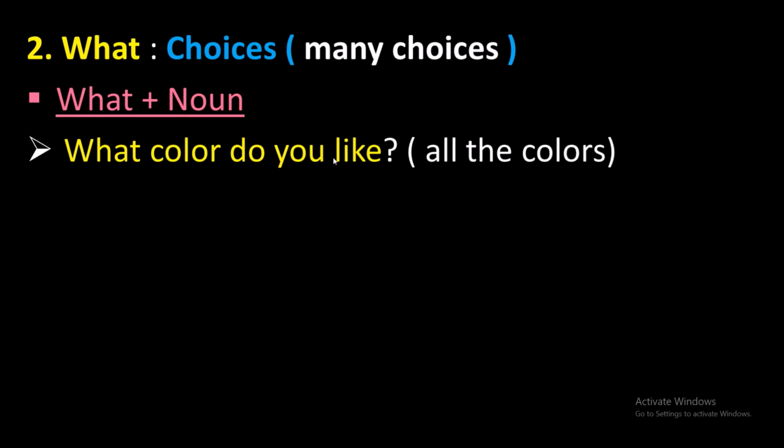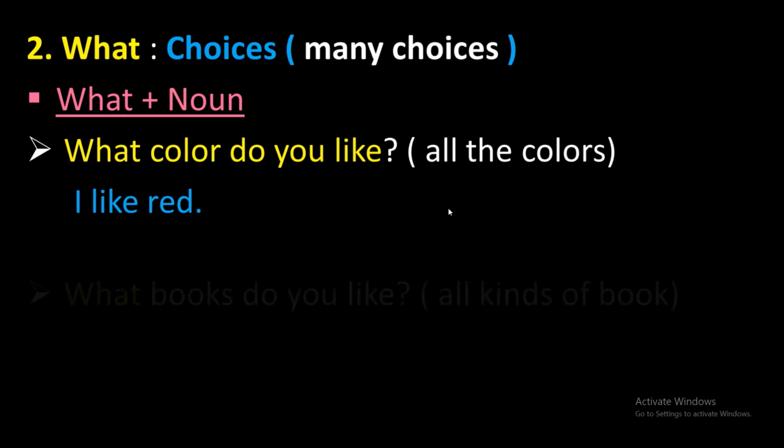Let's take an example. What color do you like? All the colors: black, blue, white, yellow, green, and more. So which one do you like? No, not which one. What color do you like? I like red. So red is one of many colors here. So many choices, and you choose only red.